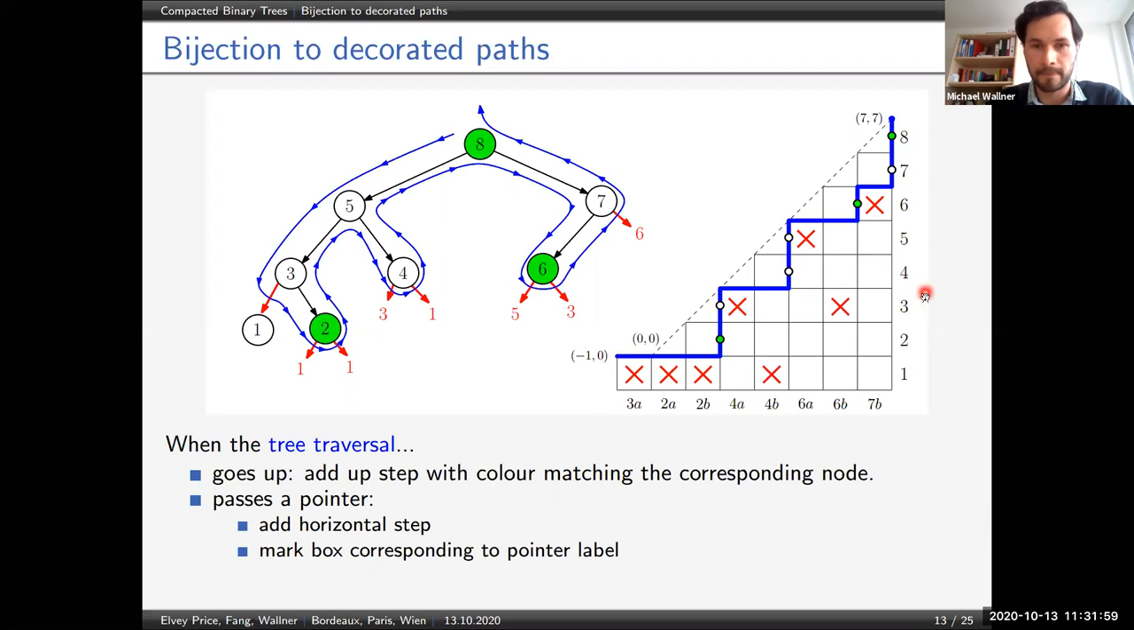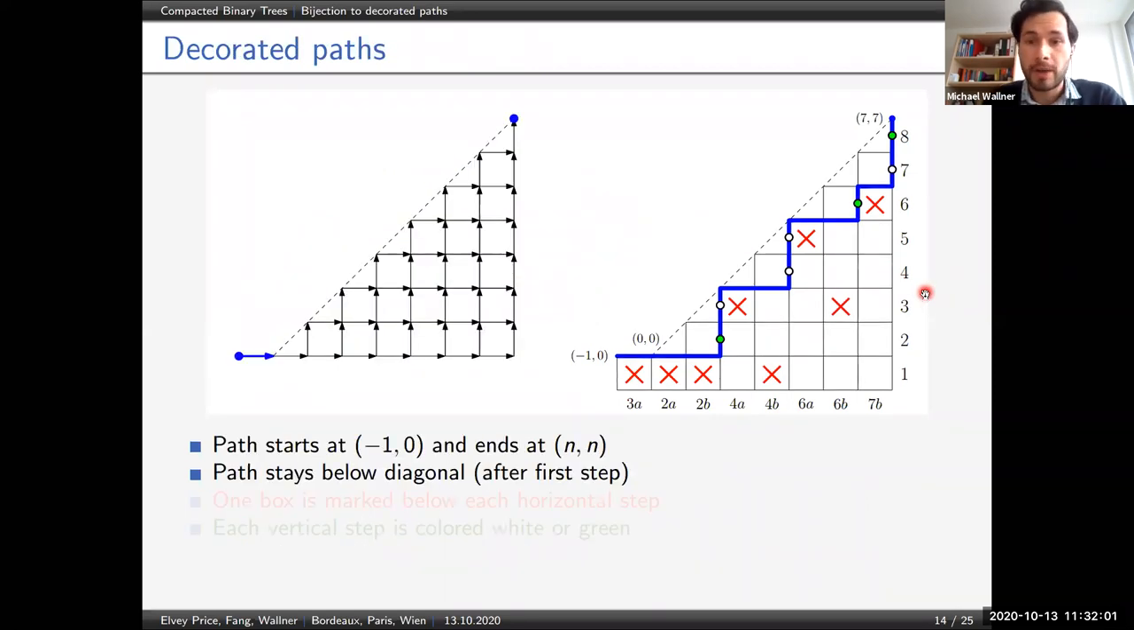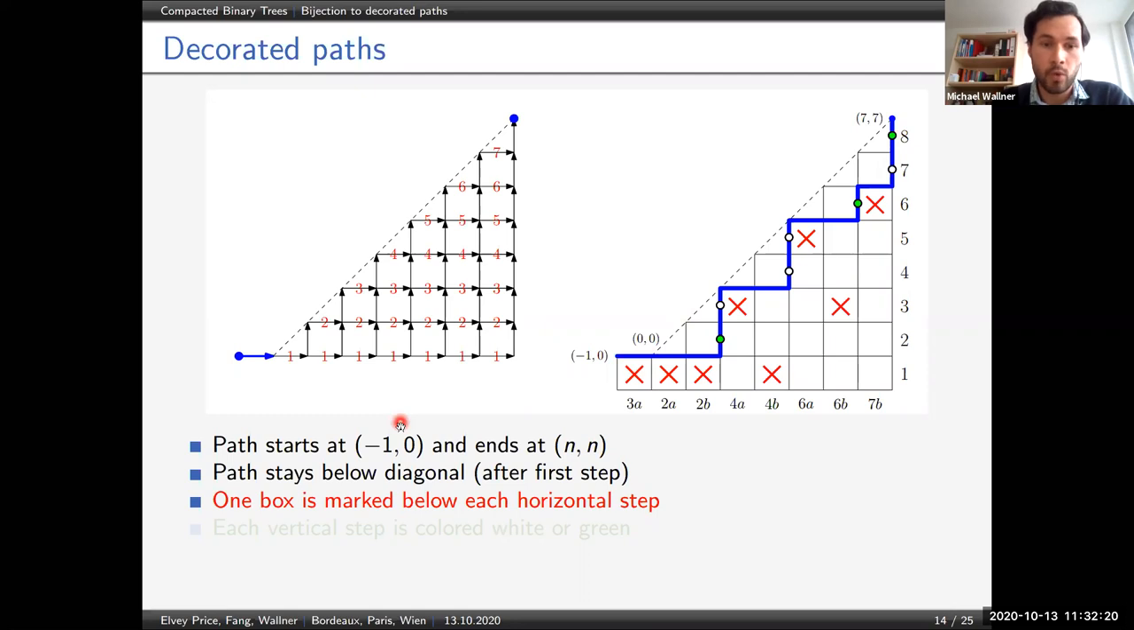Okay. So how do these paths look? These paths are actually what we're going to analyze. These paths start at -1, 0, and they end at (n, n). Furthermore, they always stay below the diagonal here. And what happens after the first step is a technical step. And then furthermore, one box is always marked below each horizontal step. So when we do a horizontal step here, for example, we have one possibility. If we do a horizontal step here, we have two possibilities because there would be two boxes, and so on.